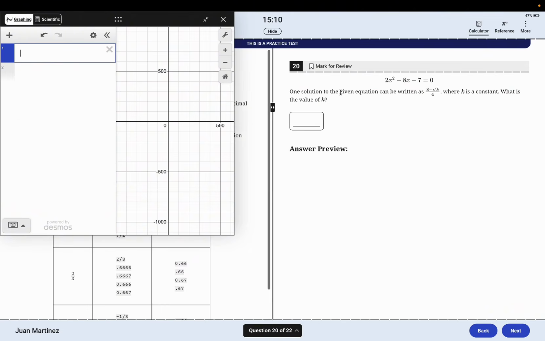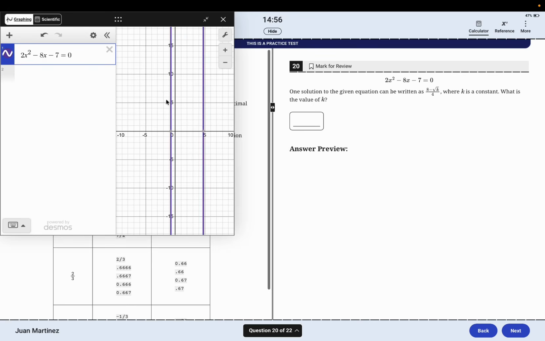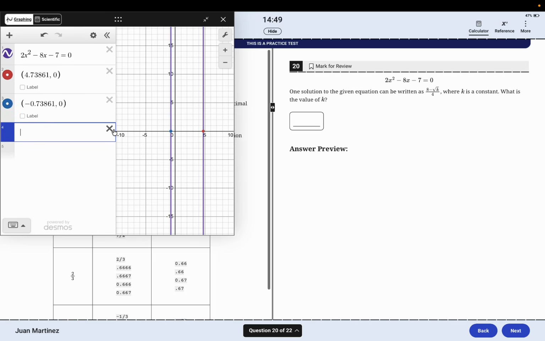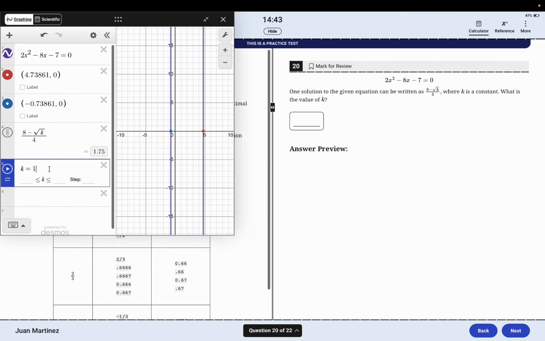Let's see here. One solution to the given equation can be rewritten as this, where k is a constant. What is the value of k? Okay, so we're probably going to need to use a slider here. Minus 7 equals 0. So we have 2. Let me just highlight those. And this is our form factor right here of one of them. I don't know which one. So we're just going to add a slider. I like to always change my bounds to negative 100, 100 starting off.